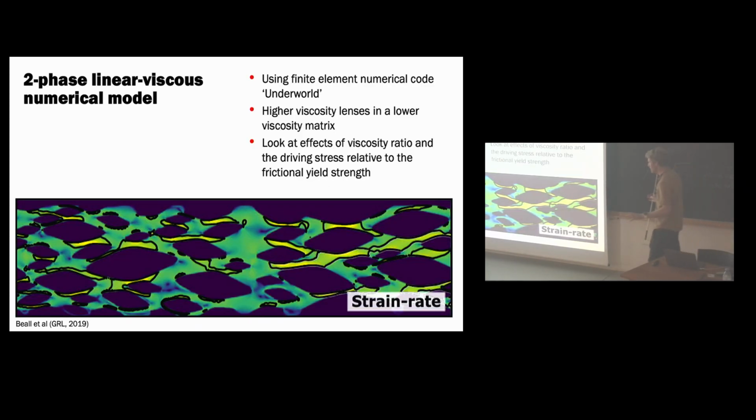I'm not going to go into these models in any detail. These are some more recent linear viscous models that Adam Beall did, but the point is the same. Plotting strain rate, in dark blue there are some stronger blocks surrounded by a matrix. The high strain rate, in yellow, happens at the edges of those, where you're stuck with a little bit of weak material that has to deform. You locally make the strain rate high, and if you do, you might no longer be able to deform viscously, and you switch the mechanism.